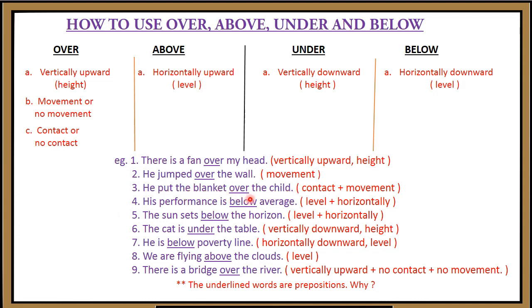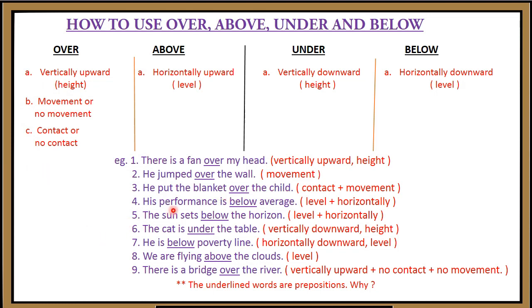Similarly, we put the blanket over the child. তো এখানে ওভার কেন ইউজ হলো? বিকজ চাইল্ডের উপরে ব্ল্যাঙ্কেটটা রাখা হয়েছে, it is following the contact at the same time the movement. That means these two are applying here. So, he put the blanket over the child.